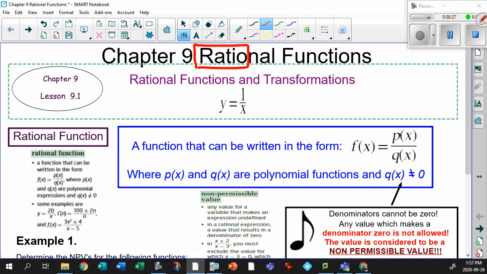Remember these guys? These are the ones that have polynomials in the denominator. So polynomials could be a numerator and a denominator. Take a look at the rational function definition from your book. It says a function that can be written in the form P of x over Q of x. So I wrote it right over here. What does this mean?